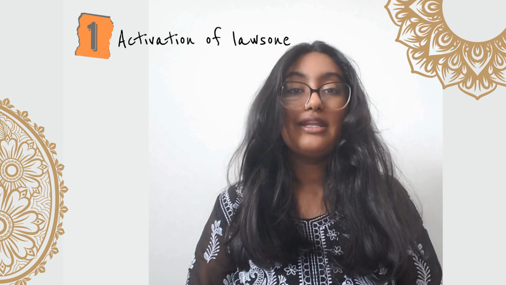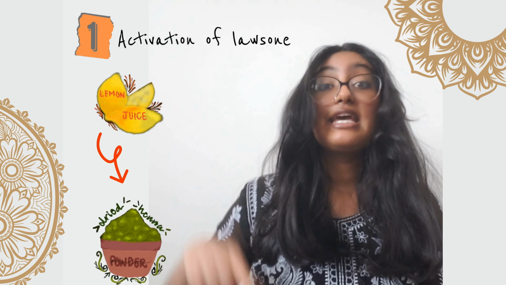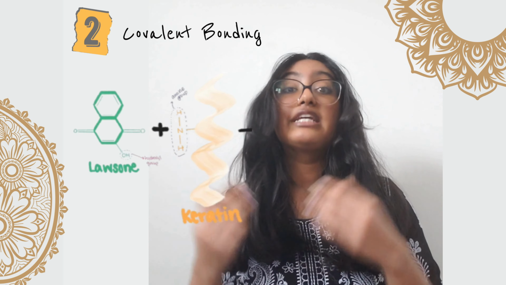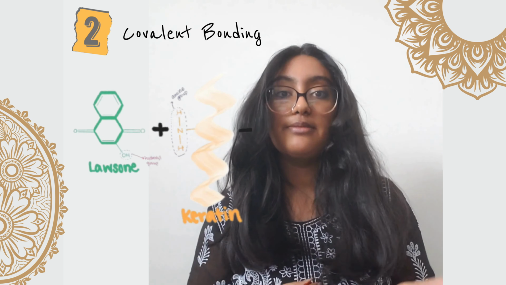There are three main steps to the interaction between lawsone and keratin. First, lawsone is activated when mixed with an acidic liquid, hence the lemon juice in the henna paste. This acidic environment stabilizes the lawsone molecule and makes it more reactive. Second step, a covalent bond forms between the lawsone molecule and the keratin molecule because of the different functional groups present in both of them.